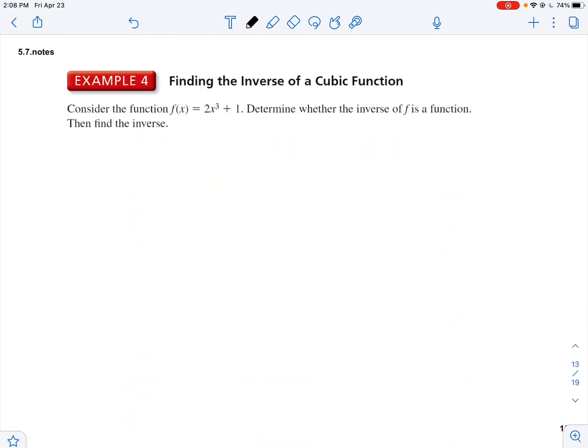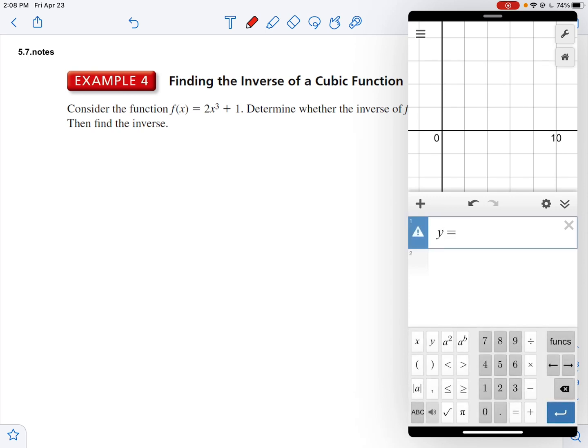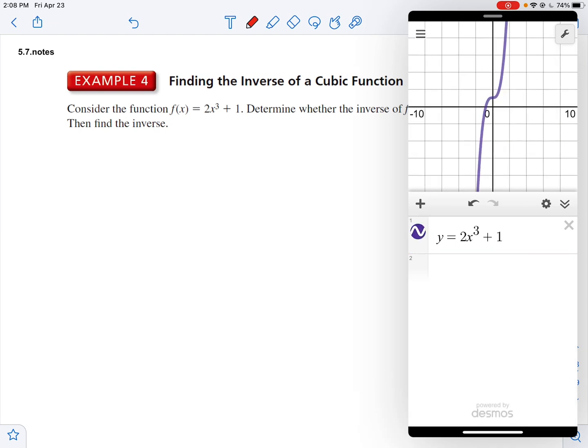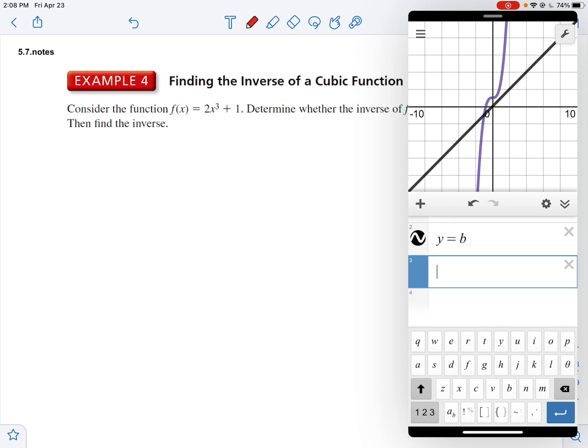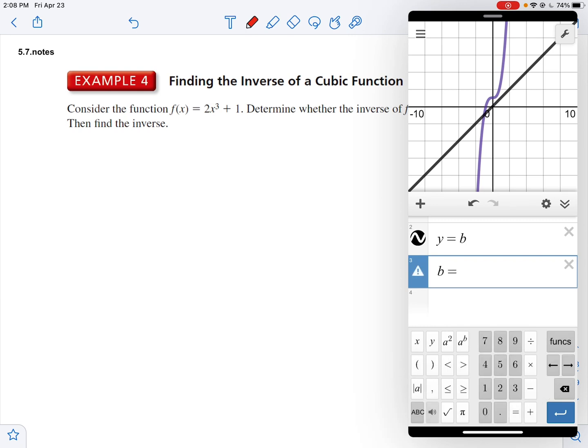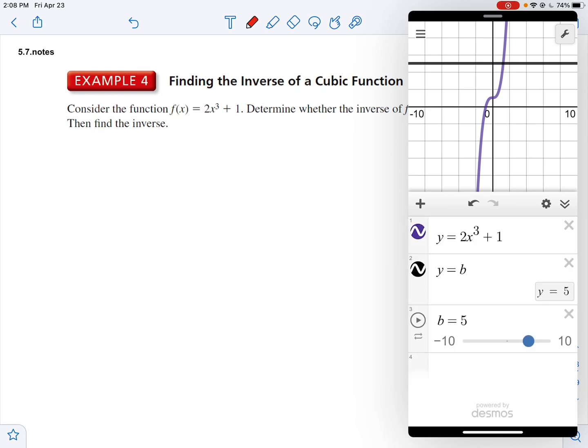So when it goes into this kind of a problem where it says, consider this function, f of x equals 2x to the third plus 1. So I'm going to do y equals 2x to the third plus 1. And I'm going to look at that graph, okay? And if I put a horizontal line anywhere on that graph, and I'm going to do that right now, I'm just going to say y equals b, and then b equals 5. Okay, so what I can do is it'll turn that into a slider, and now I can just move that up and down that whole entire graph.